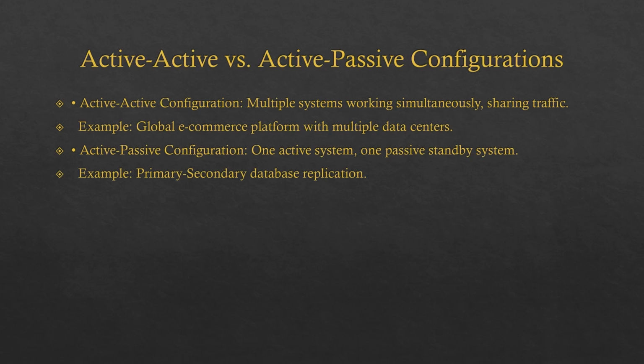In system design, we will often encounter two main configurations, active-active and active-passive. In an active-active configuration, multiple systems run in parallel, sharing the load and ensuring continuous service. In an active-passive configuration, one system is active while the other is passive, on standby, ready to take over in case the active system fails. Choosing between these configurations depends on our system's specific needs for performance and redundancy.